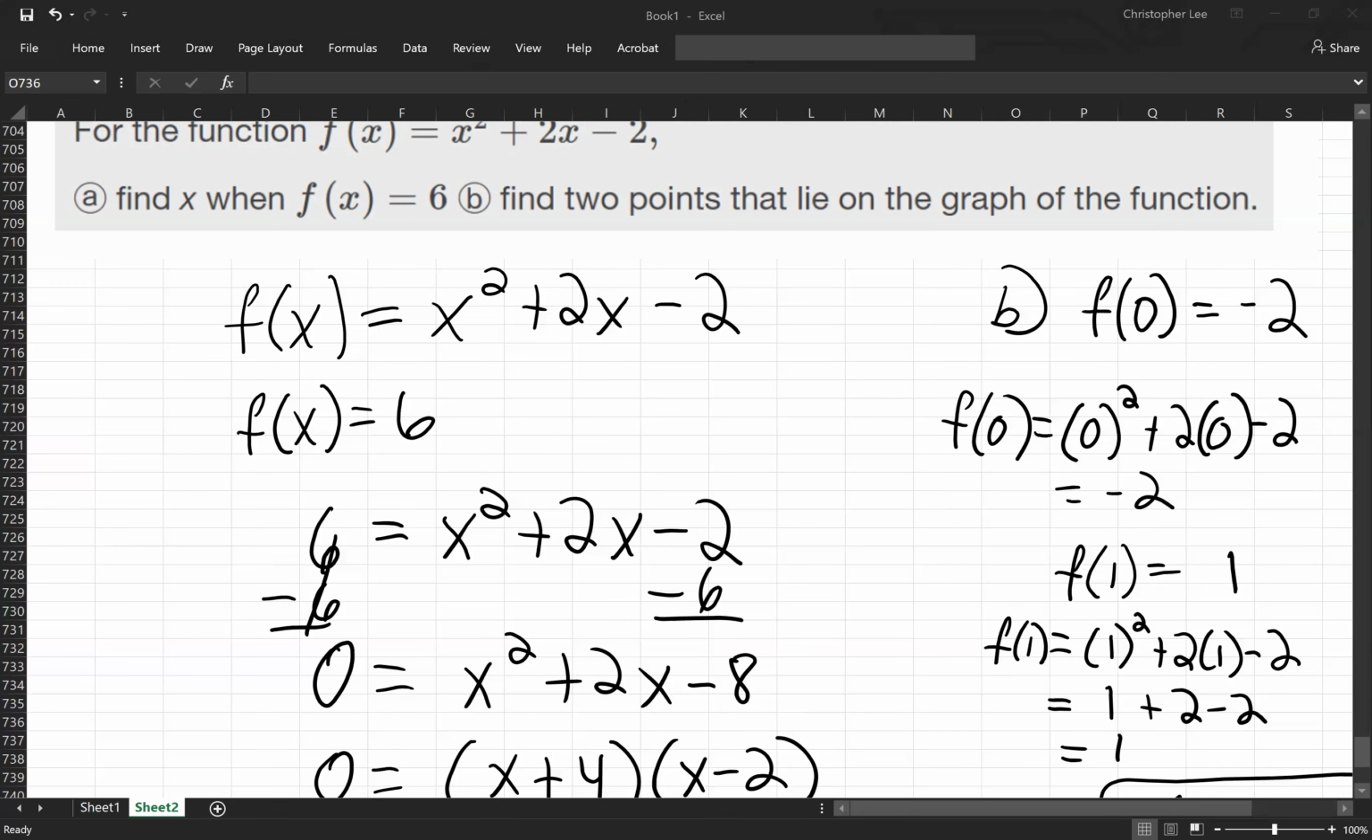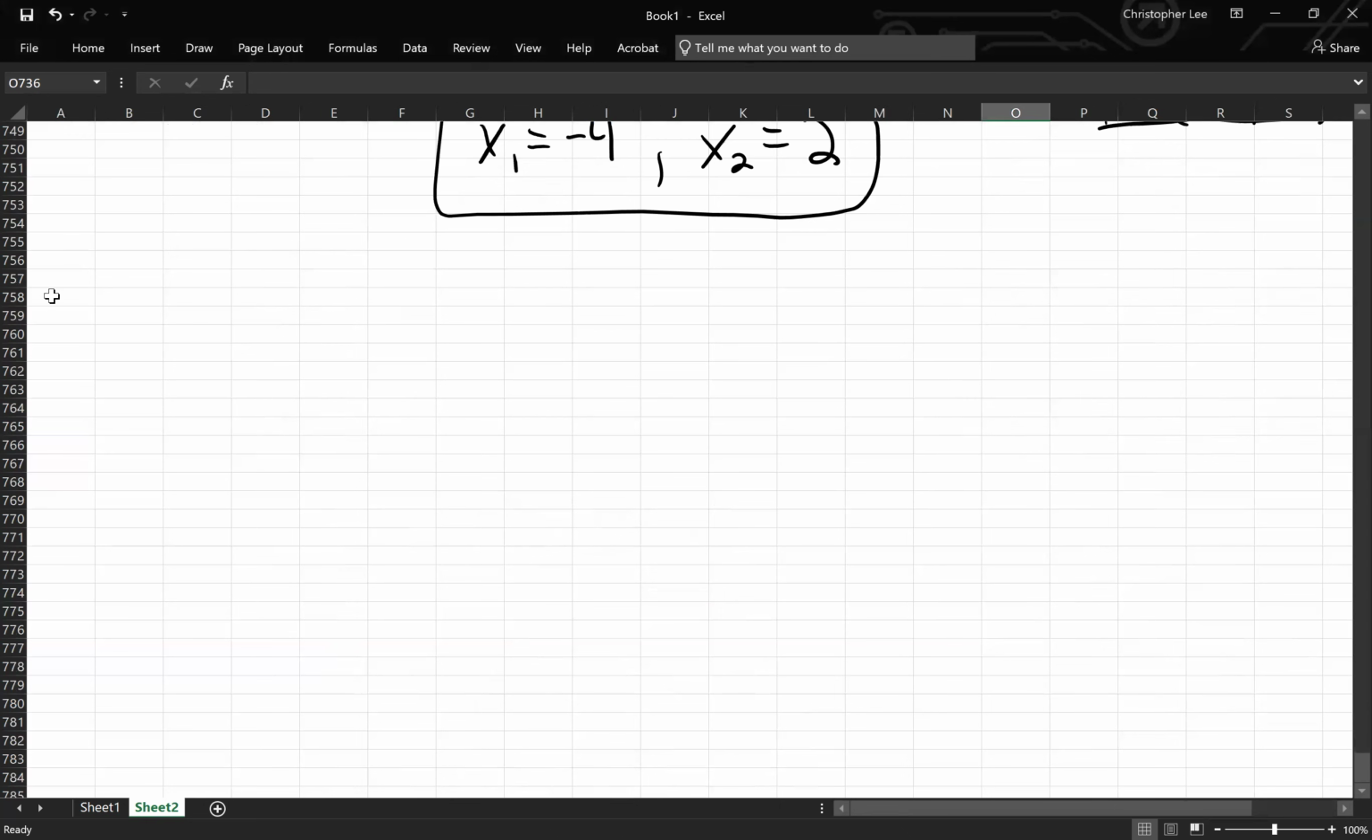So let me show y'all two more things. Let's see, time is going. And this will help you on your homework as well.